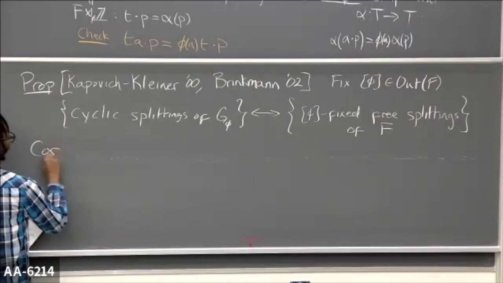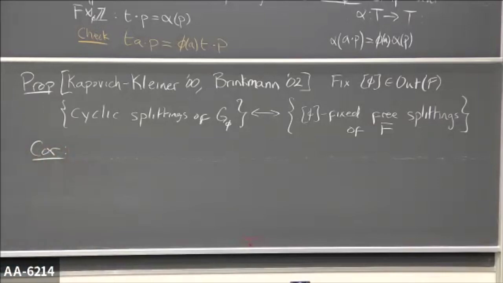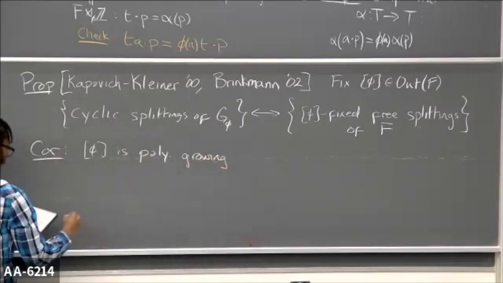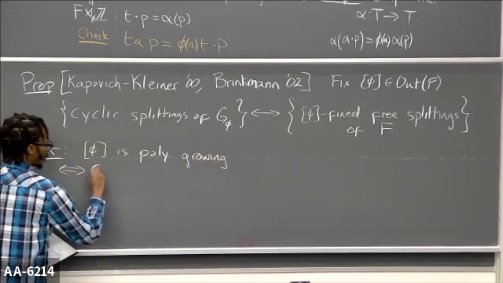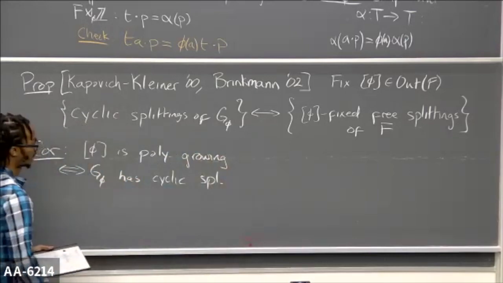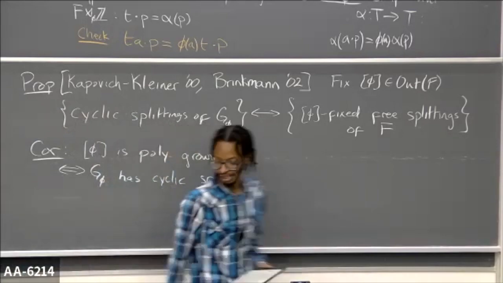All right, so now a corollary is that I told you that being polynomially growing is the same as having a relative train track where all the stretch factors are 1. And in the language of free splitting, that means I have a fixed free splitting, and if I restrict to the vertex group, that has a fixed free splitting. So phi is polynomially growing if and only if G_phi has a cyclic splitting. Maybe I'll just write Z splitting from now on.